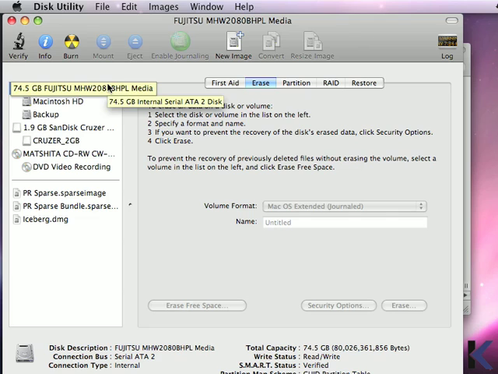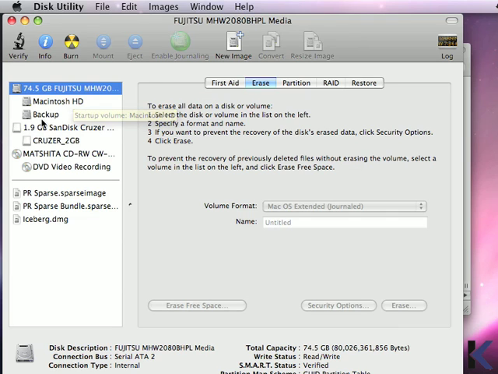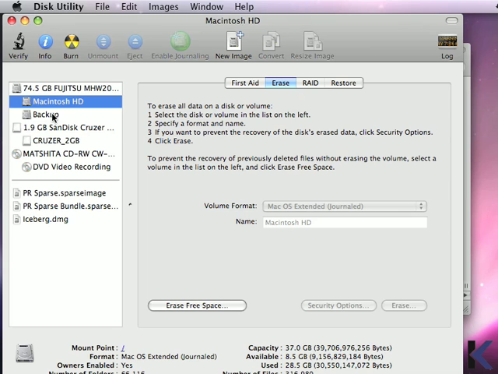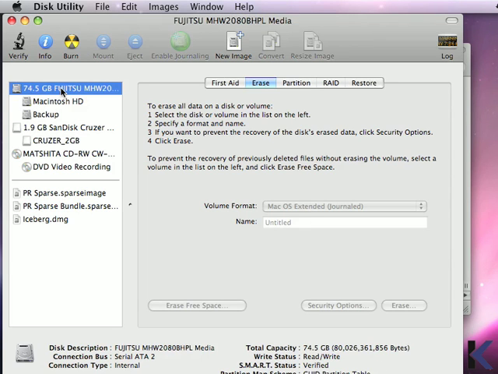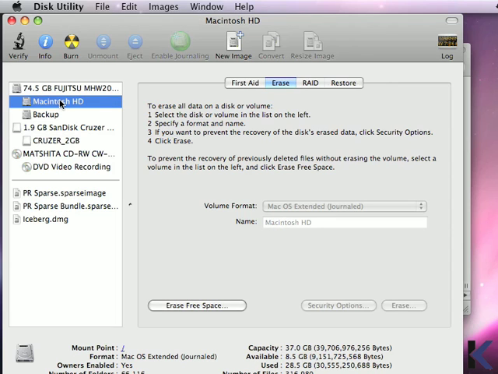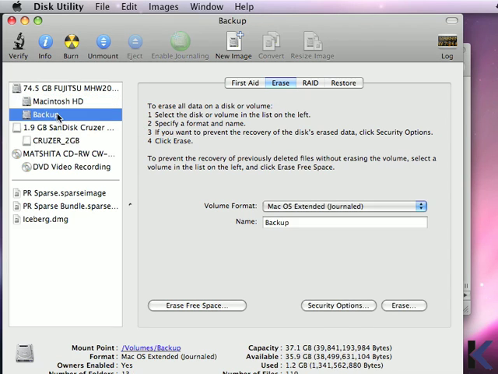Now as we look down the left hand side, one of the things to note is that each one of these icons has a primary icon with the partitions listed underneath. The primary icon that you see at the top is the drive mechanism itself, and then listed underneath and indented are the individual volumes that have been partitioned with a file system.